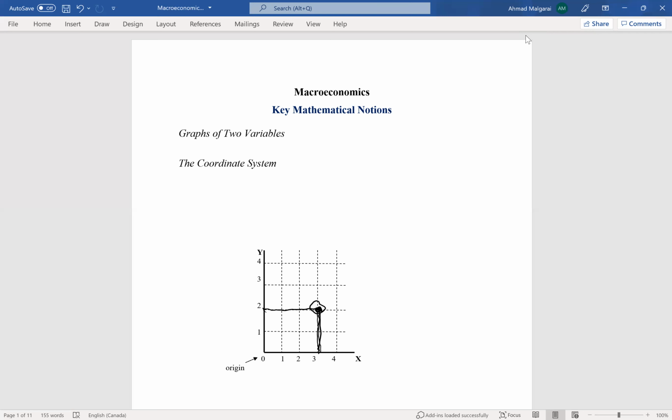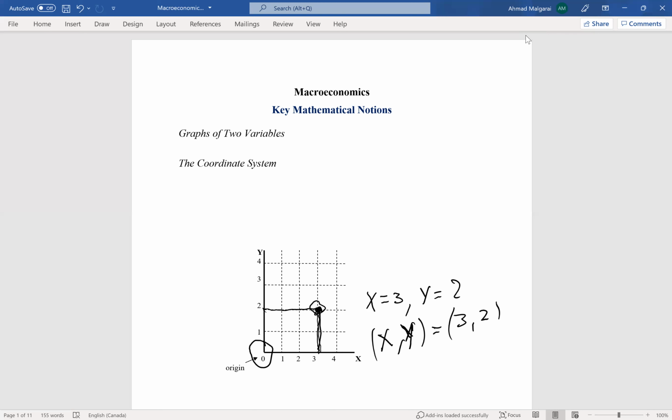The point that we have here corresponds to x equals 3 and y equals 2. It can be written in mathematical form as (x, y) equals (3, 2). So the point with both x coordinate and y coordinate of 0 is called the origin.